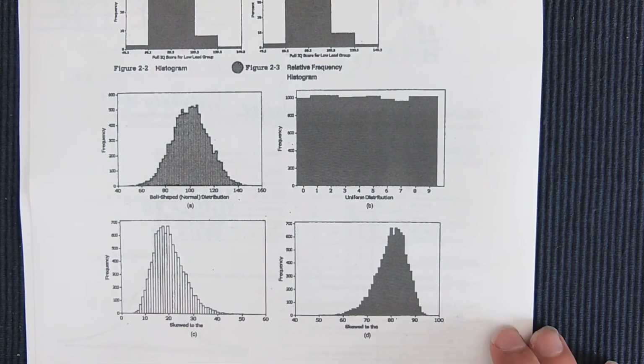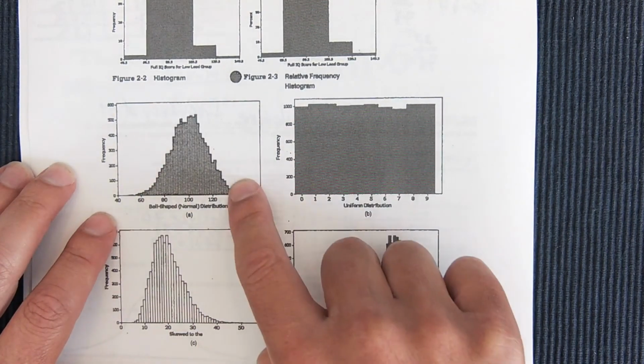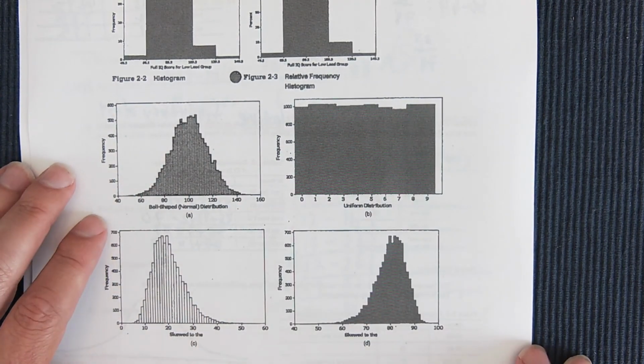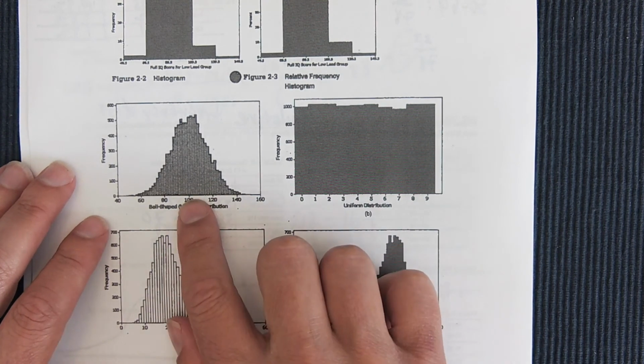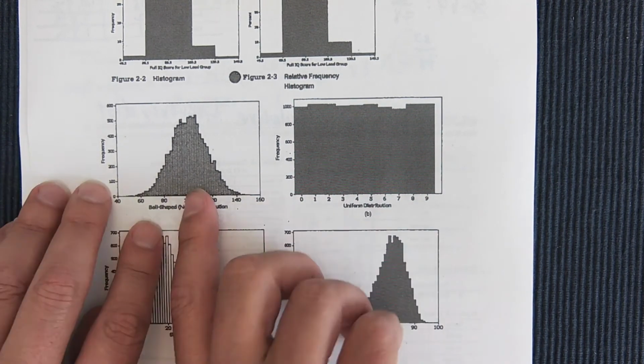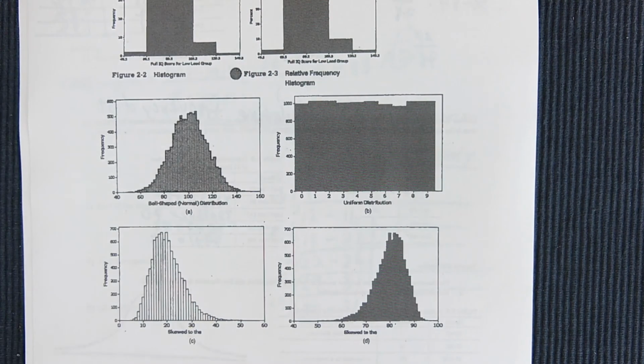Now, if we do a lot of classes, you can see we kind of get that nice bell shape there. And this is what's called symmetric. It's not perfectly symmetric in this case, but you can see if you cut it right down the middle, it's almost identical one way or the other.